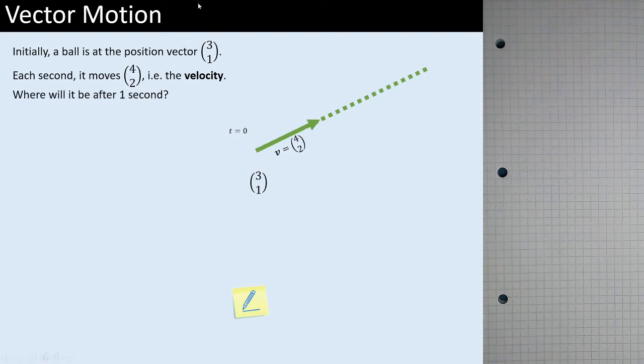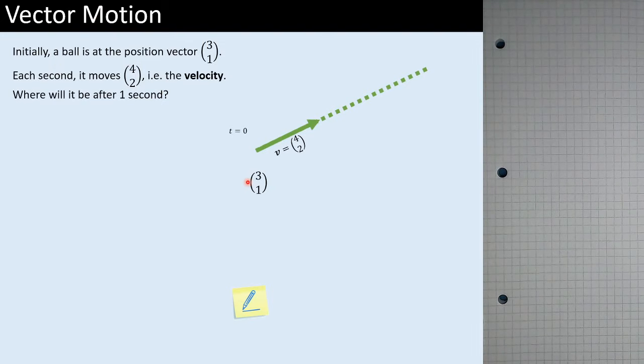So let's say that we have a vector, okay? And the vector represents the position 3, 1, okay? So that means that with respect to an origin point, which may or may not be useful, we start at a position 3, 1. With each second, this ball moves 4, 2. Okay, and that essentially represents the velocity, because it's saying it moves 4, 2 each second. Velocity is a measure of meters per second.